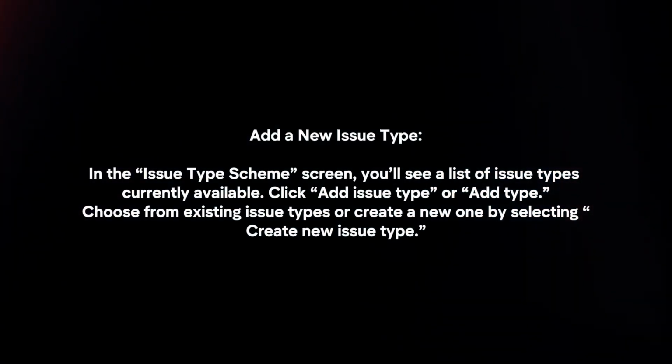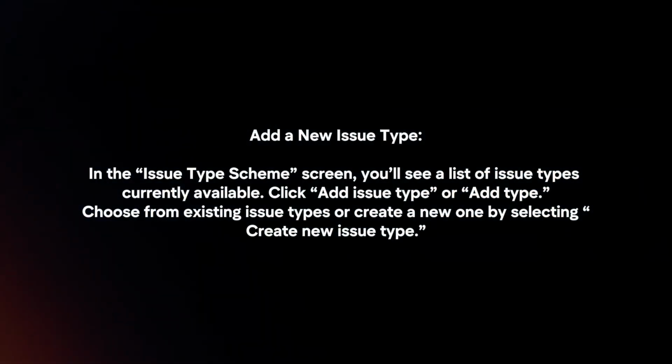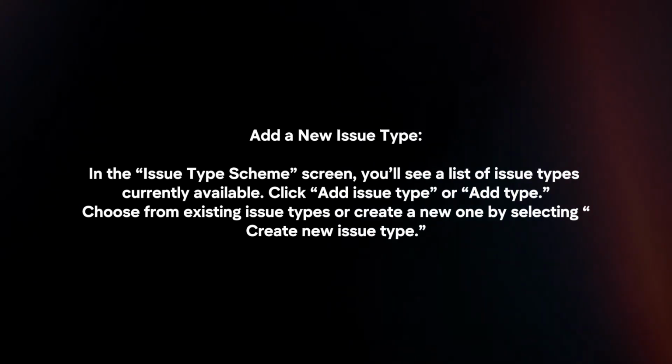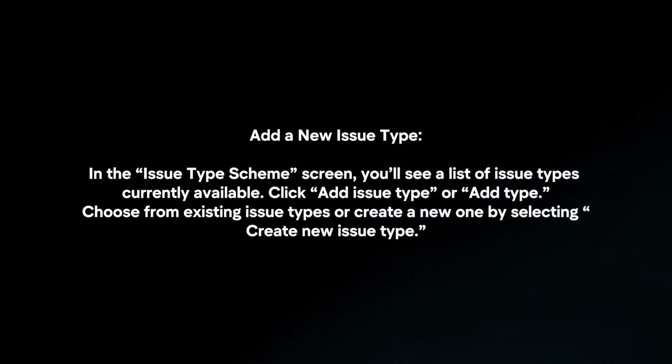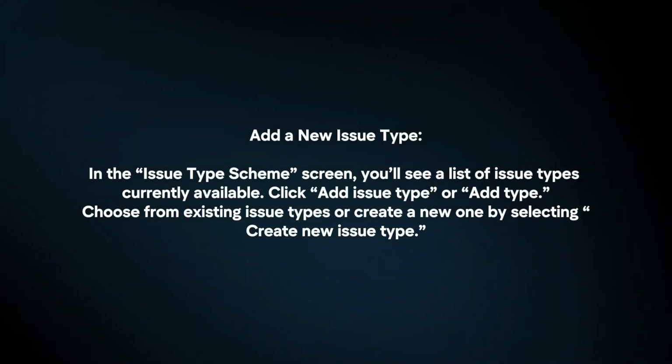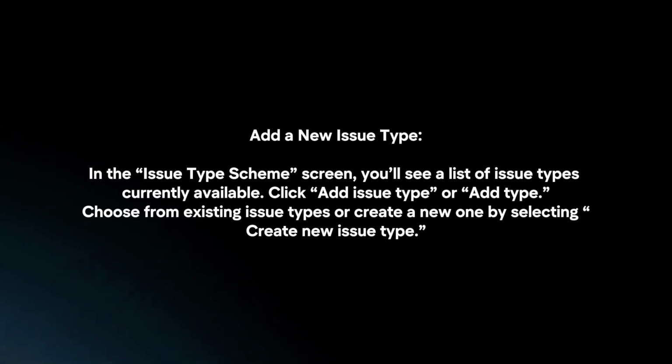In the Issue Type Scheme screen, you will see a list of issue types currently available. Click Add Issue Type or Add Type. Choose from existing issue types or create a new one by selecting Create New Issue Type.